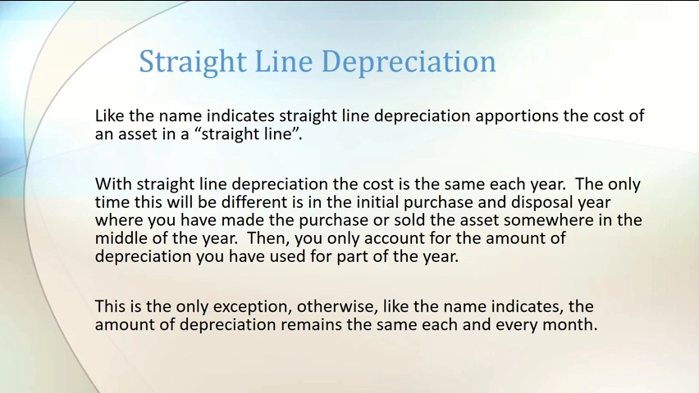The only time this is different will be in the initial purchase and disposal year, where you have made the purchase or sold the asset somewhere in the middle. Then you only account for the amount of depreciation you have used for part of the year. This is the only exception, otherwise, like the name indicates, the amount of depreciation remains the same each and every month.